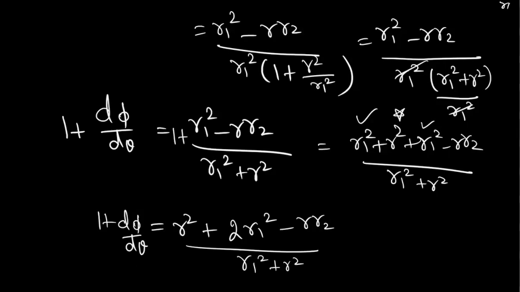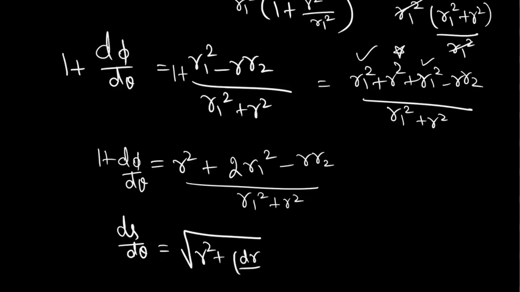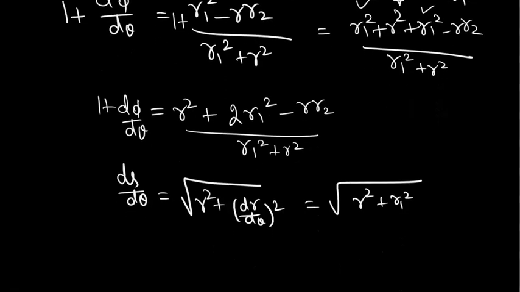Okay. Now, what do we know about ds by d theta? ds by d theta, we can take it as a direct formula, square root of r square plus dr by d theta the whole square. This is the formula for ds by d theta, r square plus r1 square. Now what we are going to do? We are just going to substitute this, using this 1 plus d phi by d theta, this equation, say A, and this equation, we are going to substitute in the main one.